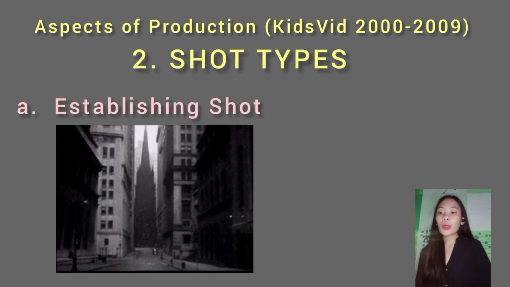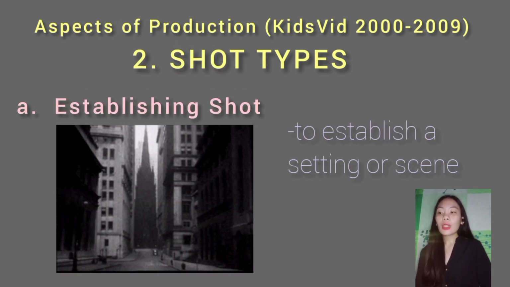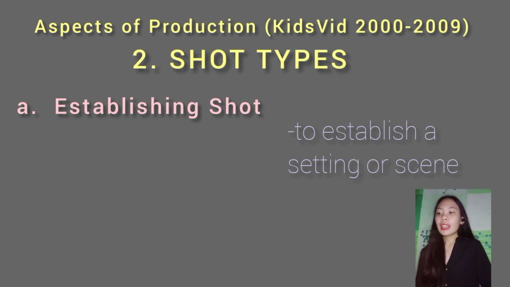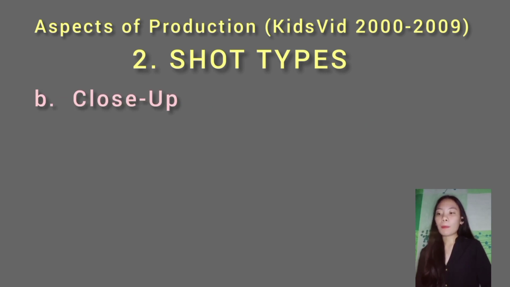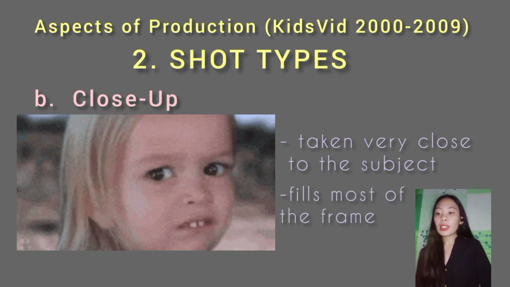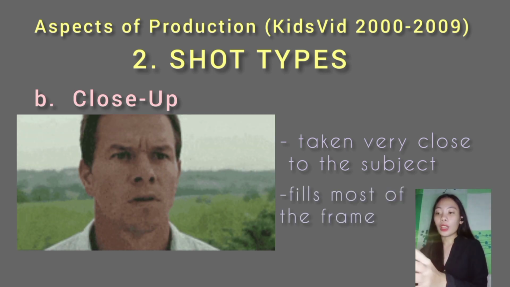A long shot used at the beginning of a sequence to establish a setting or a scene. This shot, you usually see at the beginning of a movie. For example, the scene where they show the beauty of the city or the peacefulness of the sea. It's like that. Next is the close-up. A shot taken very close to the subject, which fills most of the frame.